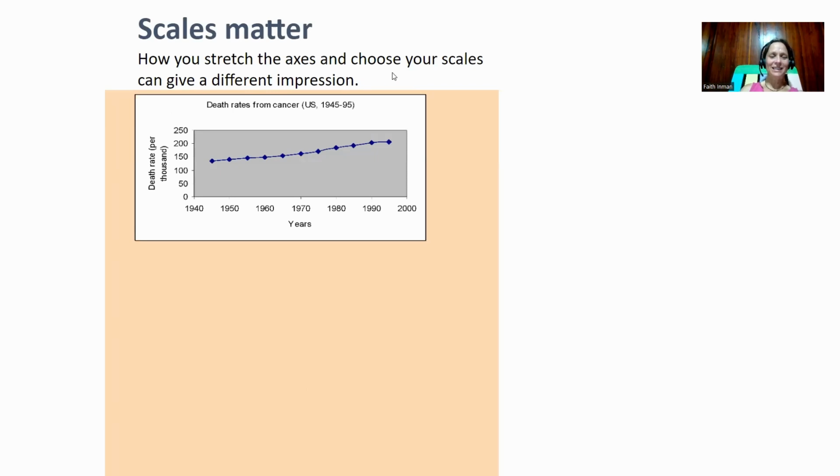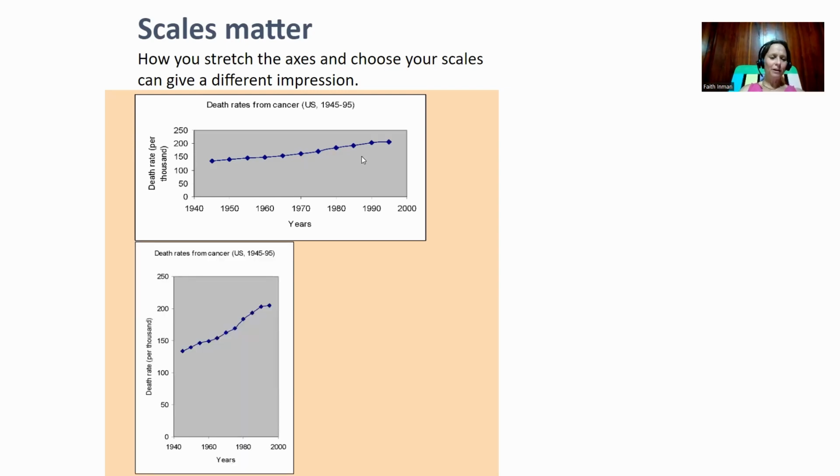How you stretch the axes and choose your scales can give a different impression. Here we have years again. We have the dots on the line from 1940 to 2000. Death rate per 1,000 for cancer. Not talking about guns anymore, just cancer. Kills more people anyway. So when you look here, you see the range of the data from 1940 to around 2000 kind of stays right around 150, but it does seem to go up.